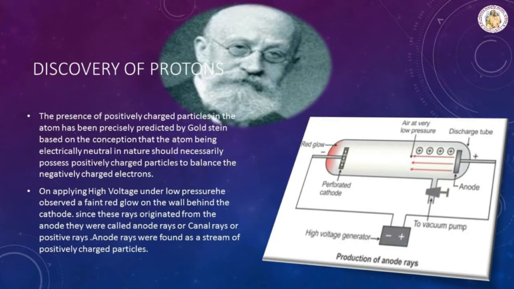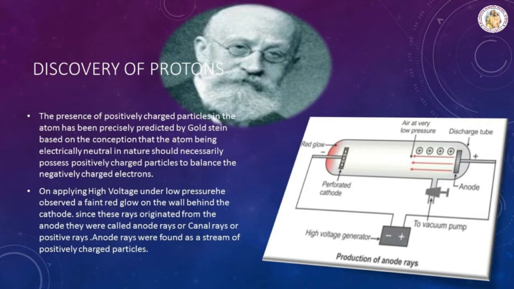Discovery of protons. The presence of positively charged particles in the atom has been precisely predicted by Goldstein based on the conception that the atom, being electrically neutral in nature, should necessarily possess positively charged particles to balance the negatively charged electrons. So Goldstein repeated the cathode ray experiment by using a perforated cathode. That means the cathode with holes.